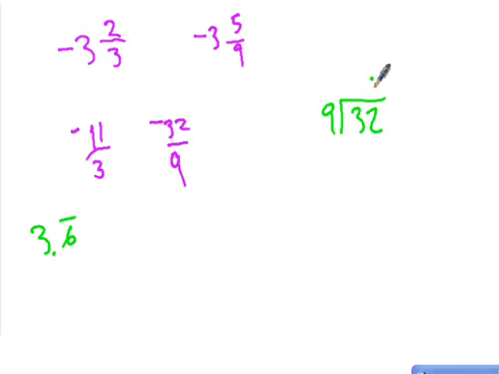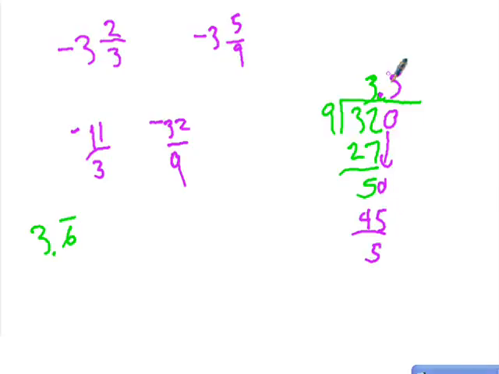9 goes into 32 3 times. So 32 minus 27 is 5. I add a decimal point, add a 0. And 9 goes into 50 5 times. So I get 5 left over. So negative 3.6 repeat and negative 3.5 repeat. Which is bigger? The negative 3.5.